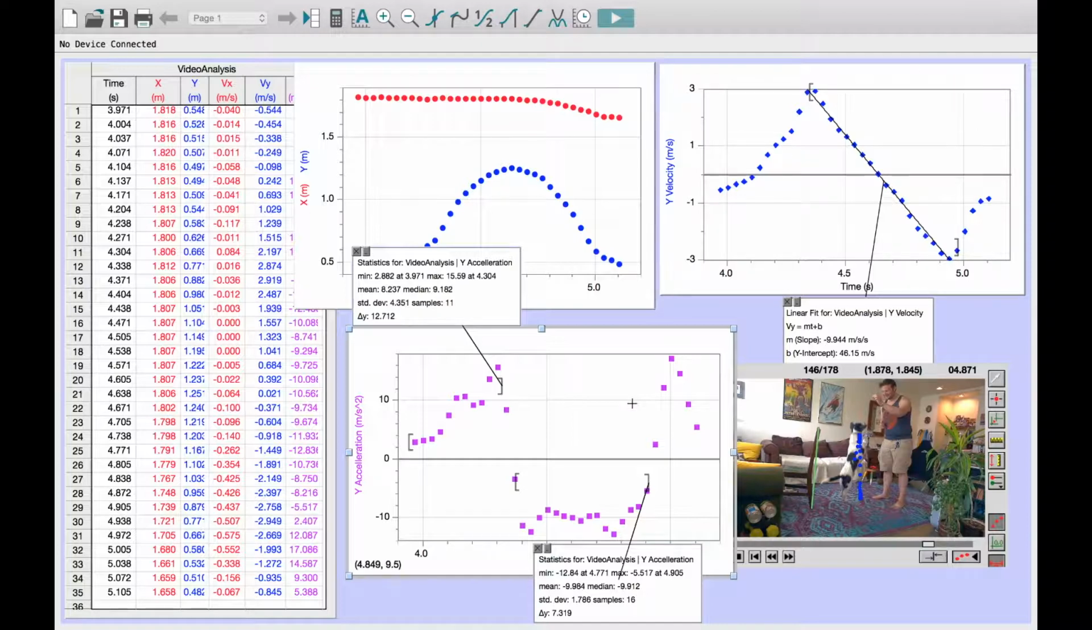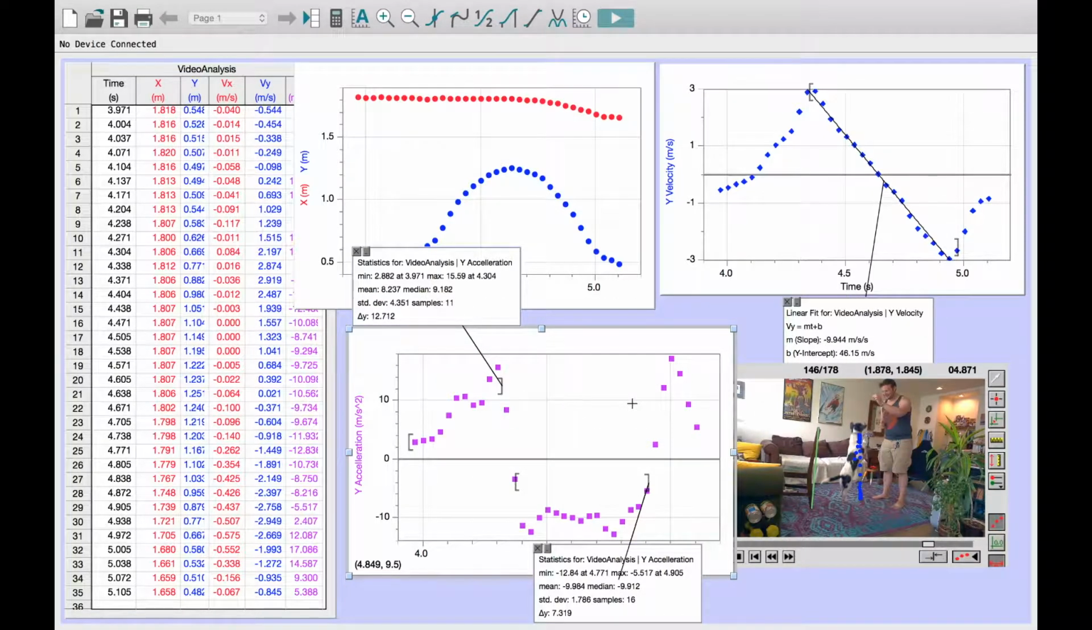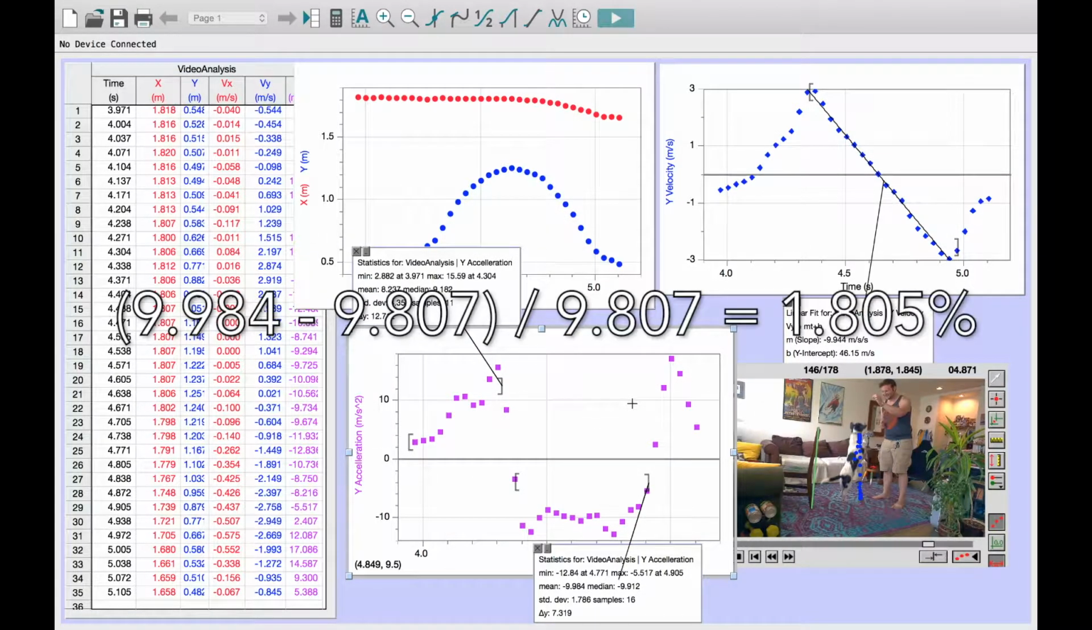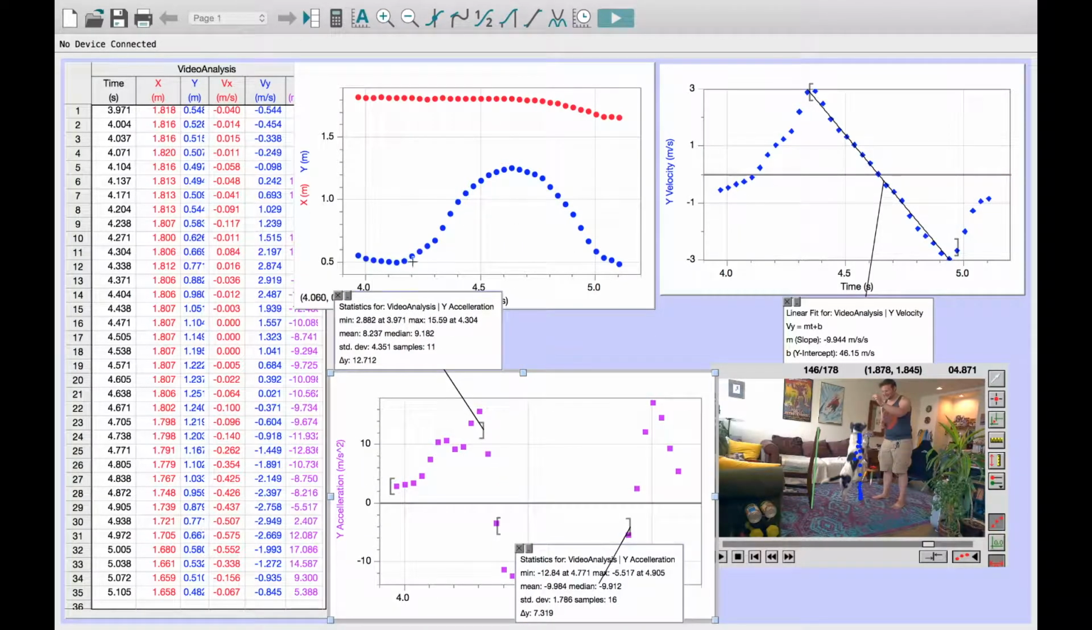We now have an idea of how much error Logger Pro's calculations might have. Subtracting our expected from our measured and dividing that by the expected value, rounded to significant figures, looks like about 1.805%. That's pretty good. We can also see this nice parabolic shape in blue that indicates Charlie's up and down or vertical motion. The red here indicates his side to side or horizontal motion. He did twist a little in the air, but the analysis of torque forces is a little bit beyond the scope of this video, and his horizontal motion won't affect his vertical motion.